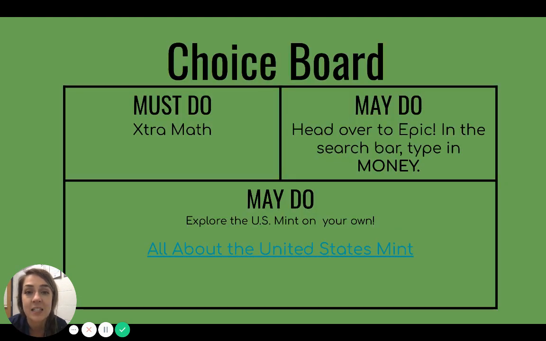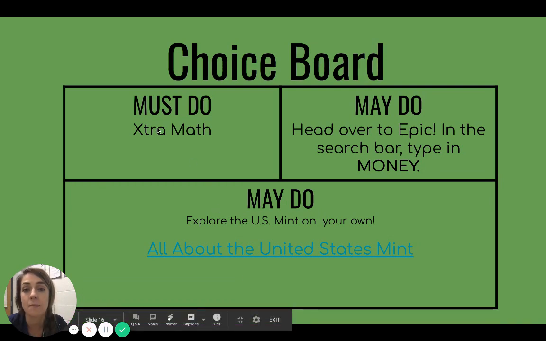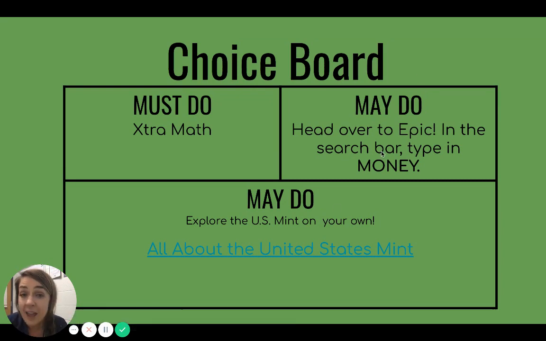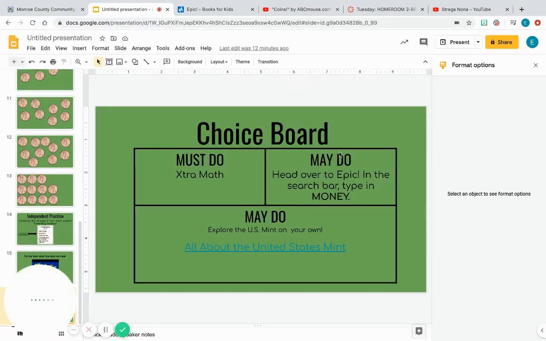Then last but not least, here's our choice board. So after you have done the slides up above, you've done your independent practice, you've watched the video that I just showed you, you must do extra math. And then you have 2 may do choices, meaning you don't have to do them, but you may do them if you have extra time in your math chunk. So the first may do choice is to go onto Epic and in the search bar type in money. So I'll show you what that looks like.